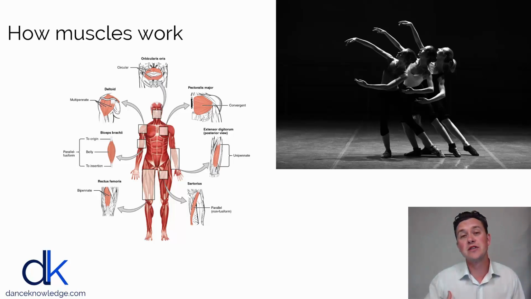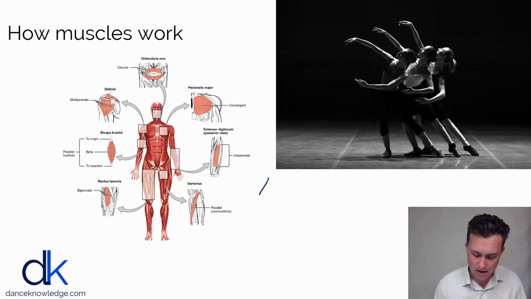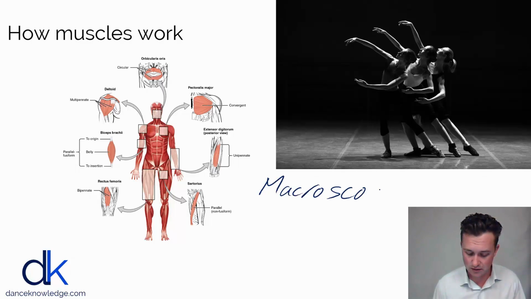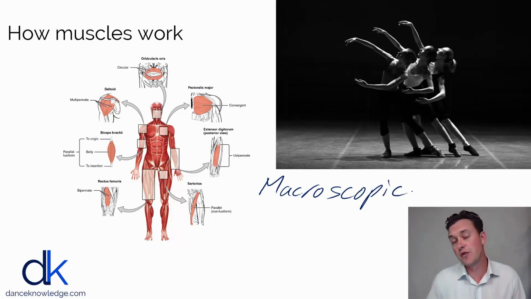So in this course, we're going to look at how muscles work, and we're going to look at it from three perspectives. The first perspective we'll look at the muscles from is what we refer to as a macroscopic perspective. And what that refers to is we're looking at the whole muscle.